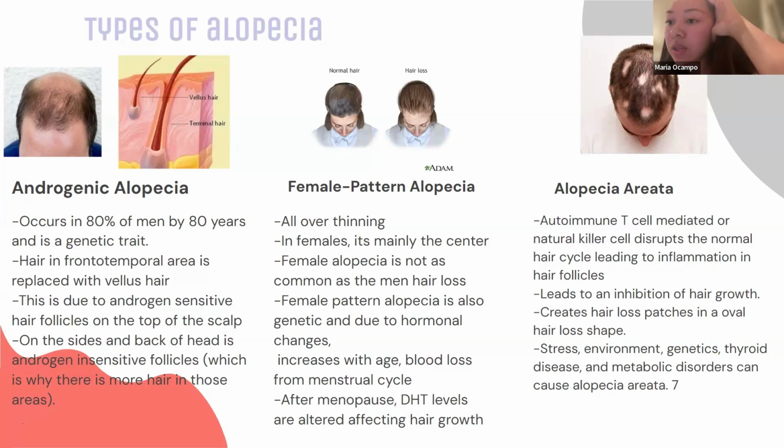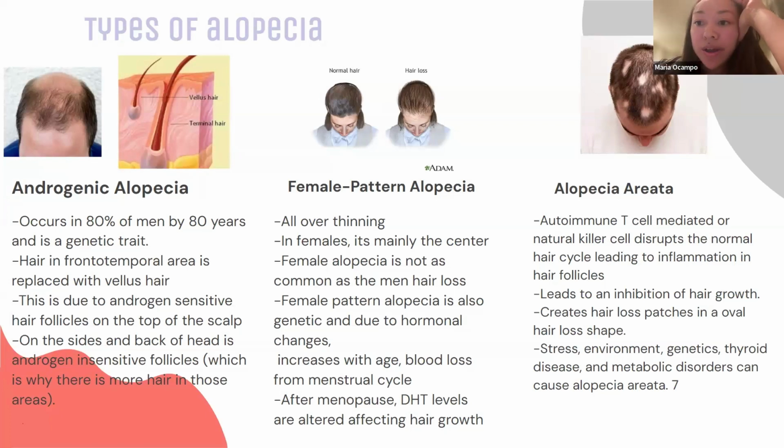And going into female pattern alopecia, this is different from the male because in females, the hair loss goes all over the head. It's not just in a certain area like the men have, just on top of their head. It starts out at the center, then starts to fade down the head. It's not as common as in men, and it could be due to genetic reasons, hormonal changes, or increasing age. After menopause, the DHT levels are altered, affecting hair growth.